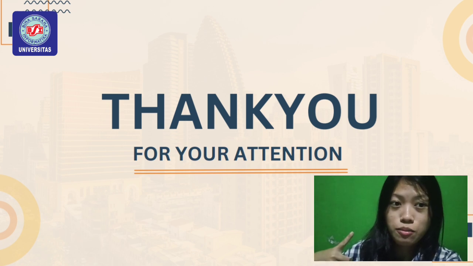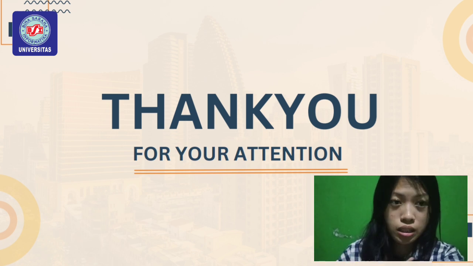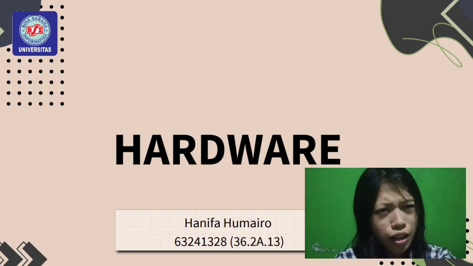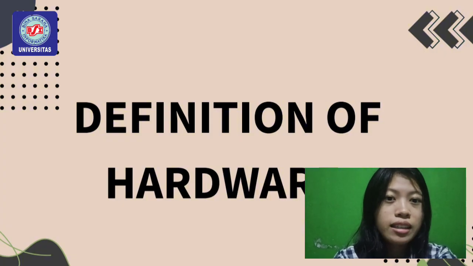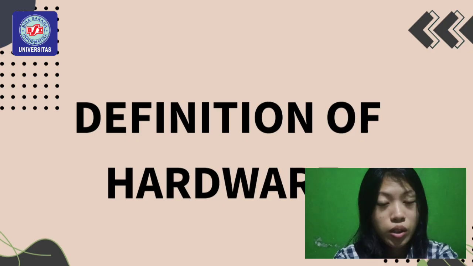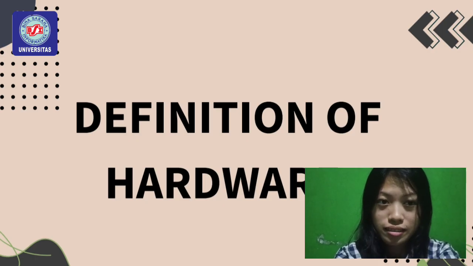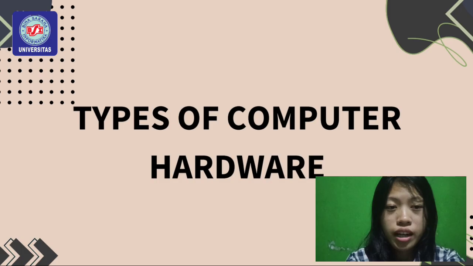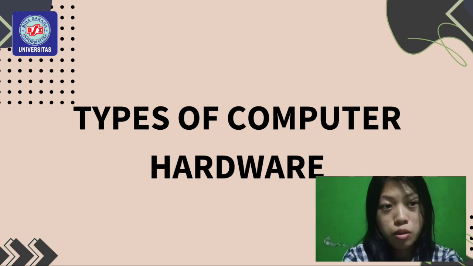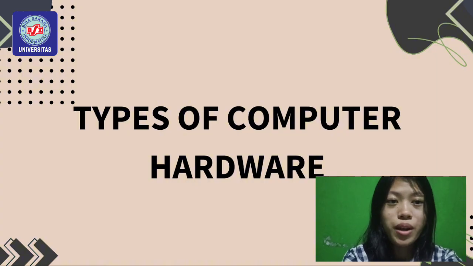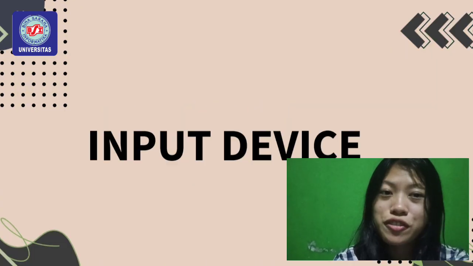And then the next material I will explain is hardware. Now, hardware. What is hardware? Hardware is all the physical parts of a computer that can be seen and touched. Without hardware, a computer cannot function. And then types of computer hardware. They contain an input device, output device, processing device, storage device, motherboard, and power supply.